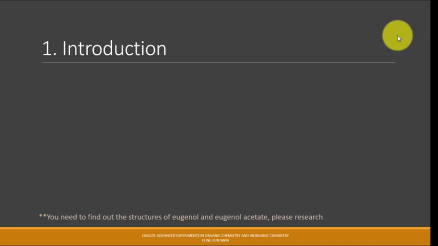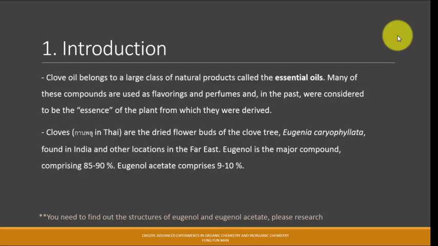Now clove oil is again one of the essential oils that you can find in the market. It belongs to a large class of natural products. Why do we call it essential oil? Have you thought about the history of it? It is because it came from the essence of the plant that we extract it from. And cloves, if you speak Thai, you know it is called Kanpu.